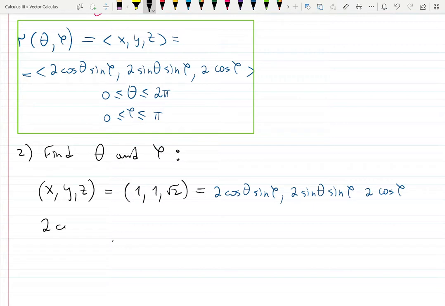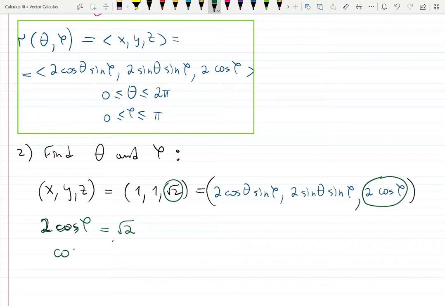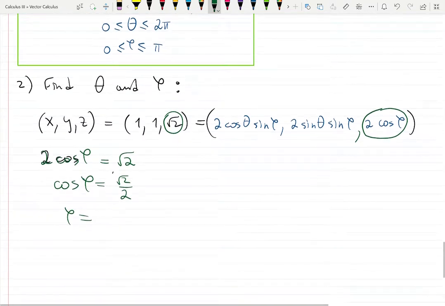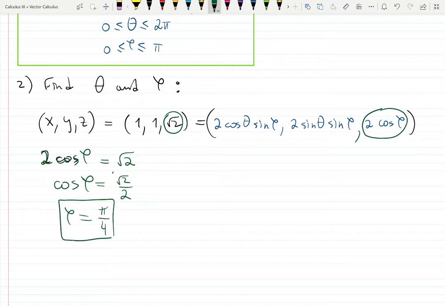So we have 2 cosine. I would always start with the last one. You don't deal with the first 2, it's just too complicated. The last one is the best one. 2 cosine phi is square root of 2, because it's the easiest one. Immediately it gives us cosine phi is square root of 2 over 2. Phi, which is restricted from 0 to pi, is what? Pi over 4, exactly. So we found phi right away. Good job, someone has remembered.